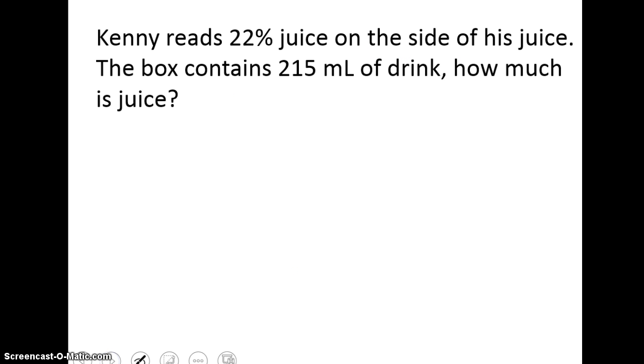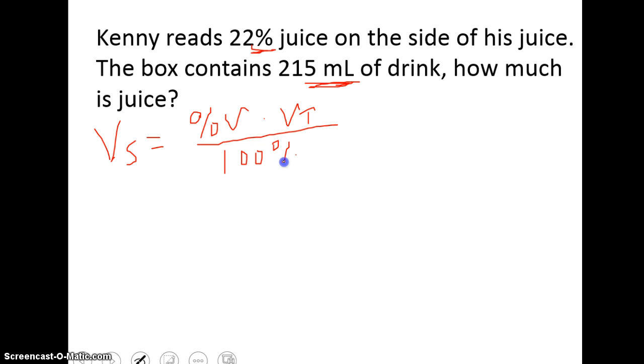I have one more example. You should pause and try to do this on your own. So Kenny reads 22% juice on the side of his juice. The box contains 250 milliliters of drink. How much is juice? Well, I see we have milliliters, so that means we're going to work with volume. I already have a percent, which means you're going to be looking for your Vs. So Vs is equal to your percent V times your Vt over 100%.